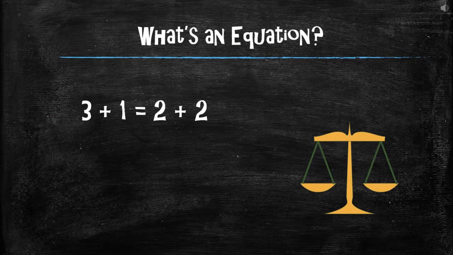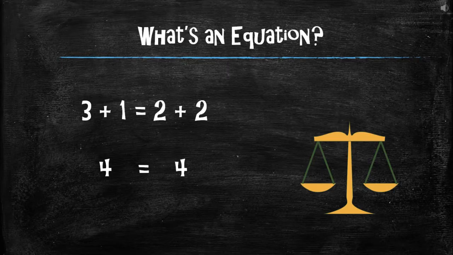What is an equation? An equation says that two things are equal. It will have an equal sign like this. 3 plus 1 is equal to 2 plus 2. This equation says what is on the left, 3 plus 1, is equal to what is on the right, 2 plus 2, or 4 is equal to 4.